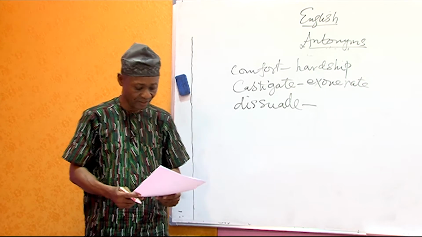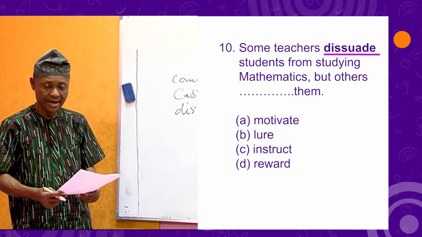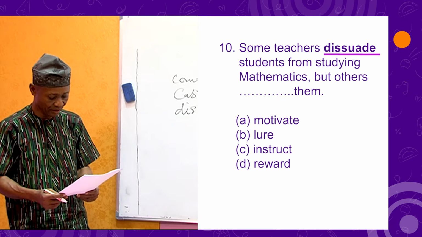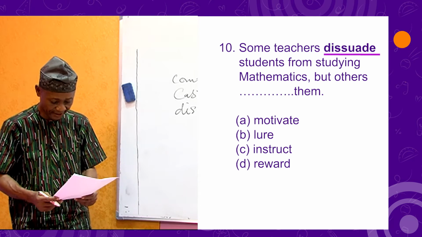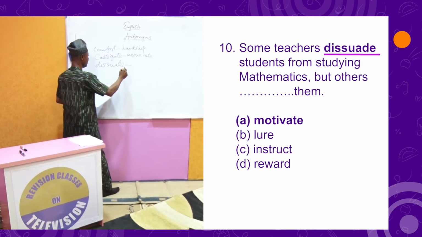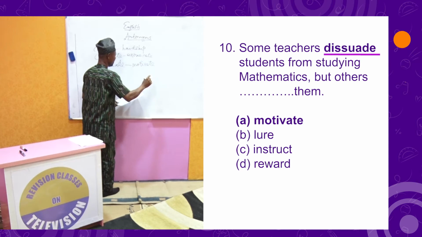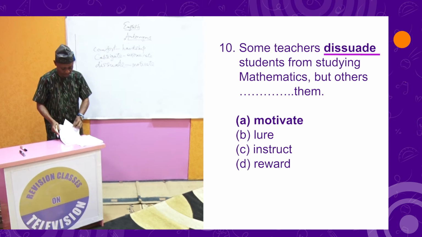You are trying to prevent somebody from not doing a particular thing. A, motivate. B, lure. C, instruct. D, reward. Option A, which is motivate, is the opposite and the right answer to that word.